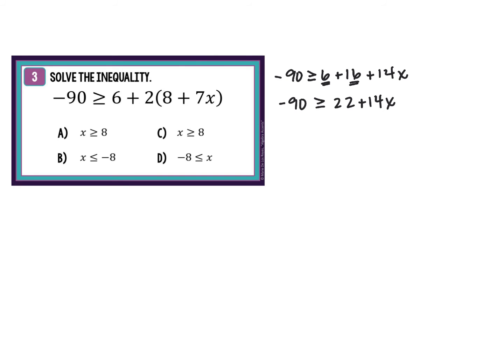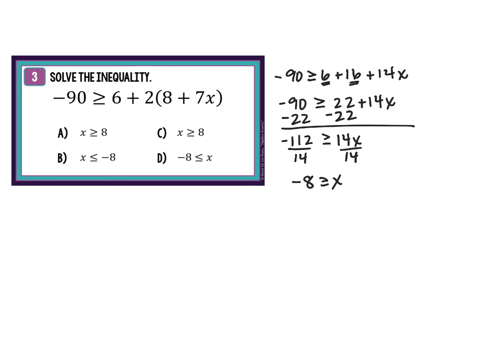So I only have one x term, it's on the right side. I'm just going to leave it there, but we will get rid of the 22 by subtracting. And that gives me negative 112 is greater than or equal to 14x. And then I'll divide by 14. And we'll get negative 8 is greater than or equal to x.